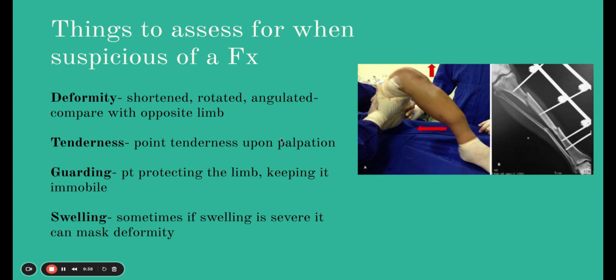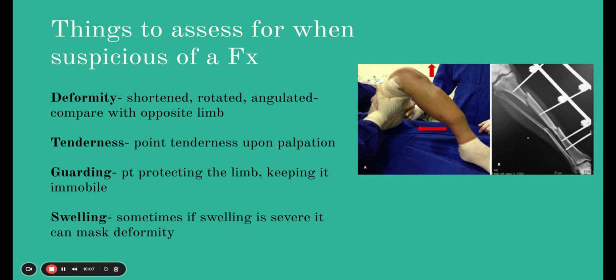So, certain things to look for when you're suspicious of a fracture. Of course, deformity is going to be the biggest one. You want to see: is their limb shortened? Is it rotated? Is it angulated? It can be difficult to tell sometimes because some things are subtle. It's not always a huge significant deformity where their leg is completely bent backwards or anything like that.